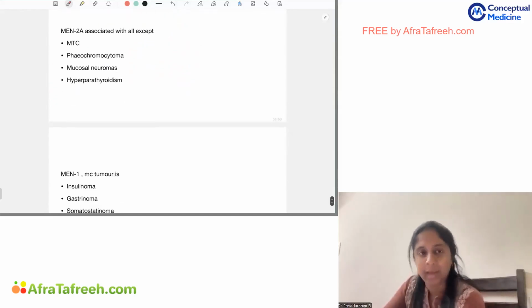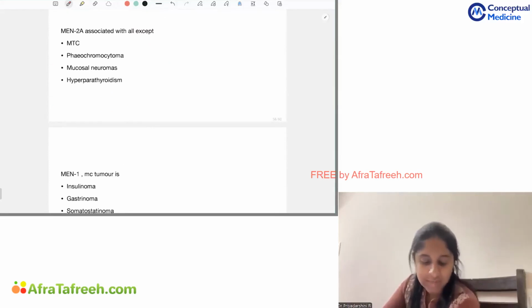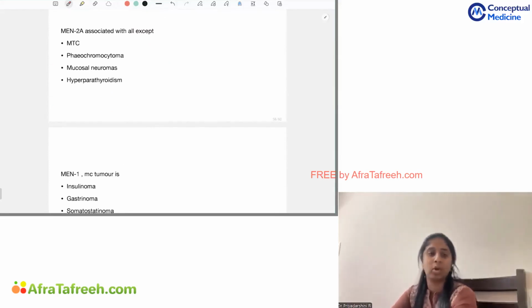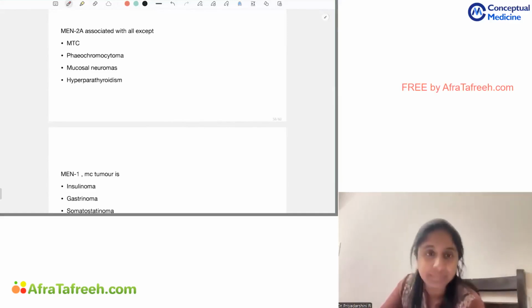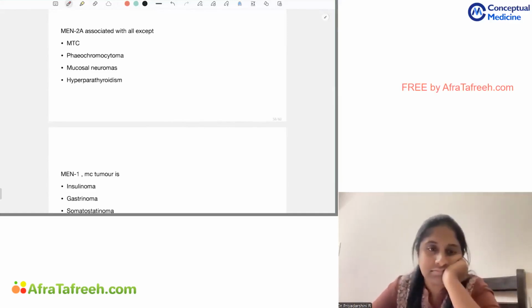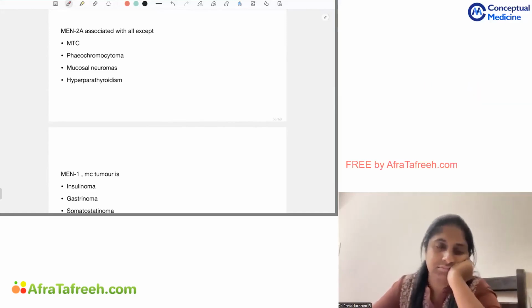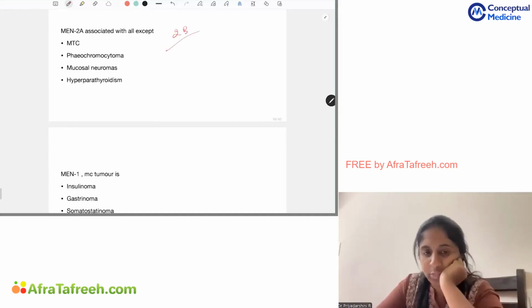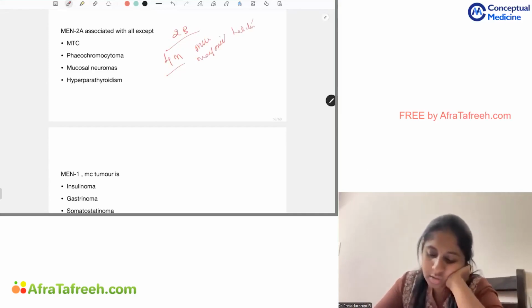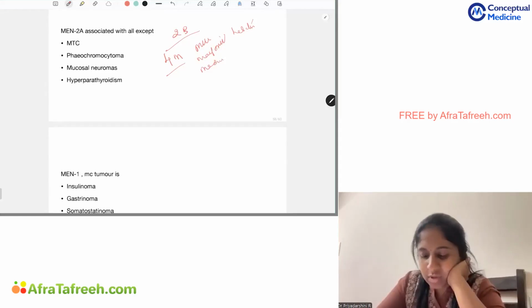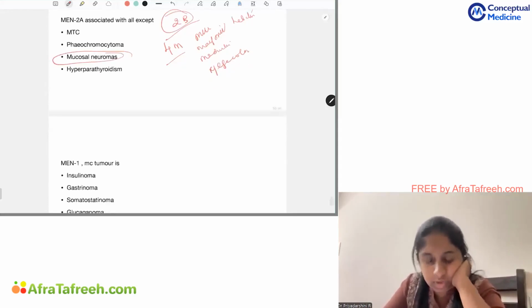So MEN2A is associated with all except: again MTC, pheo, mucosal neuromas, and hyperparathyroidism. It's easy, right? In 2B, what are the other four M's? Mucosal neuromas, marfanoid habitus, medullated corneal fibers, and megacolon. So it's in 2B manifestation. So mucosal neuroma doesn't come in 2A.